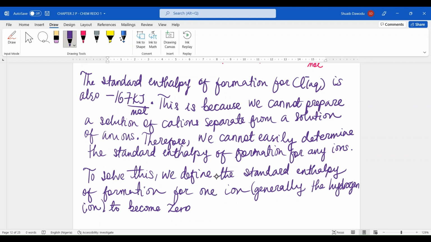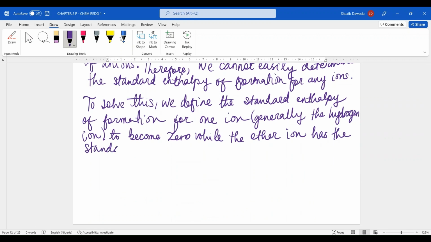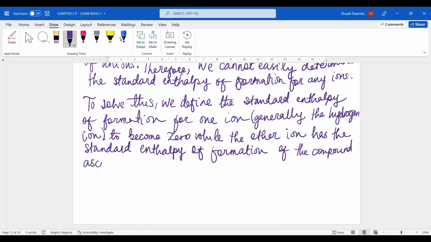So to solve this, we define the standard enthalpy of formation for one ion, generally the hydrogen ion, to become 0, while the other ion has the standard enthalpy of formation of the compound ascribed to it. So yeah, a concept-based question has a concept-based answer.